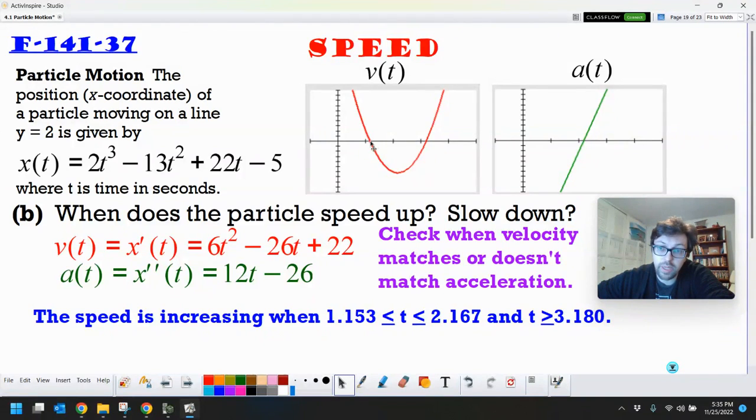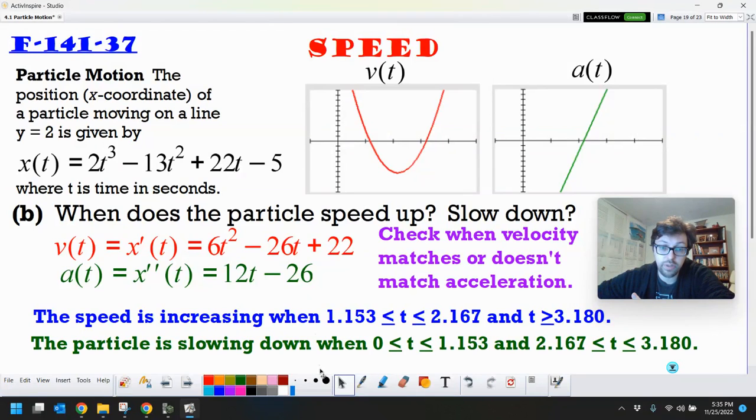However, at this point to here, then we have a negative velocity and we have a negative acceleration. So that is where the speed is increasing. So I just did 0 here and 0 here, and I got these two values. Then once this crosses the x-axis, then this is positive and the acceleration is positive. So that is at 3.18.